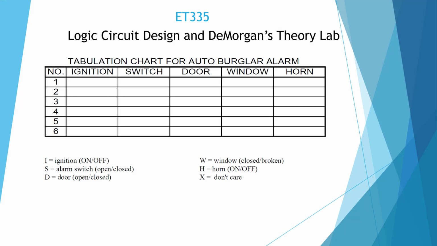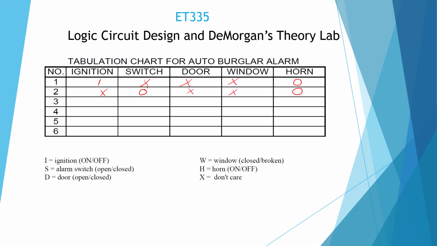So if our ignition is on, we don't want our horn on under any condition. X means we don't care. We could be windows up, down, we don't care, and the horn's going to be off. So if we're driving, we don't want an alarm. If our switch is off, we don't care, and we certainly don't want our horn going off. Okay, so now let's see what happens.